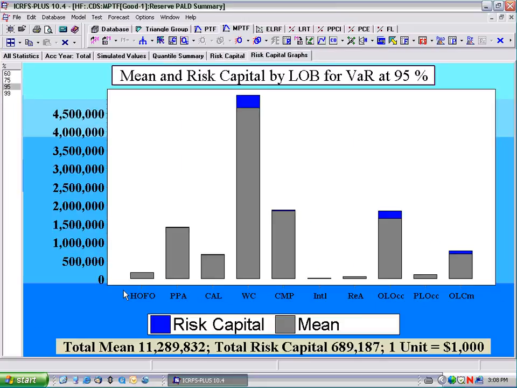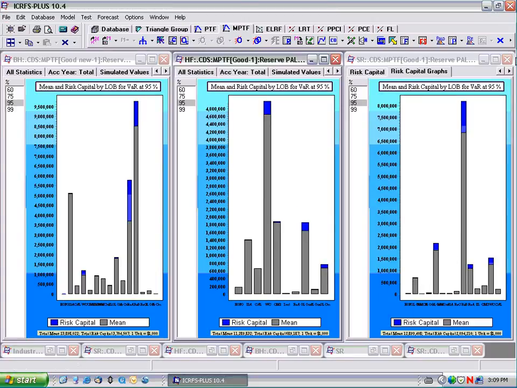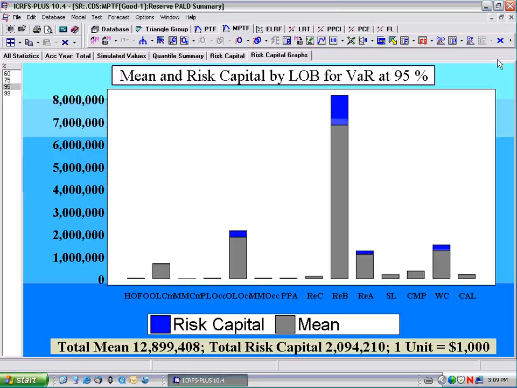Whereas the Hartford, a lot of its lines of business, basically because we're looking at that data, had zeros. We didn't model those. So with the Hartford, we're not modeling as many lines of business as we are with Berkshire Hathaway and Swiss Re. Its total risk capital at 95% doesn't really need all that much risk capital. It's less than a tenth. And Swiss Re, it's got 12.8 billion mean. It needs risk capital of 2 billion.